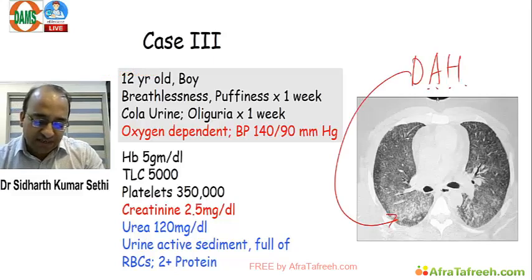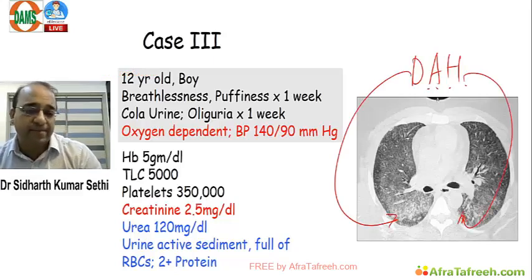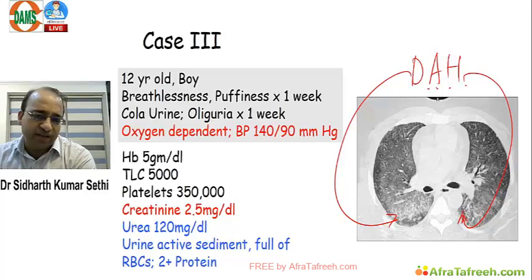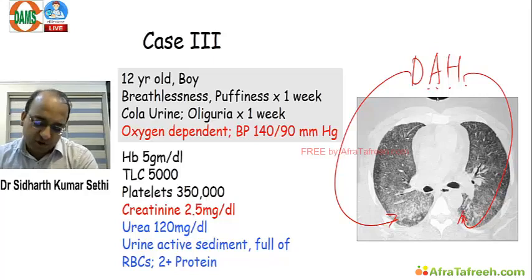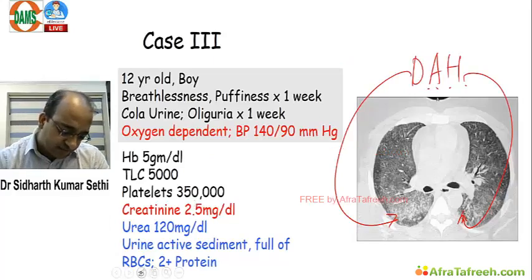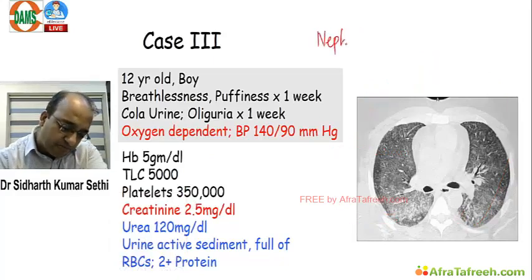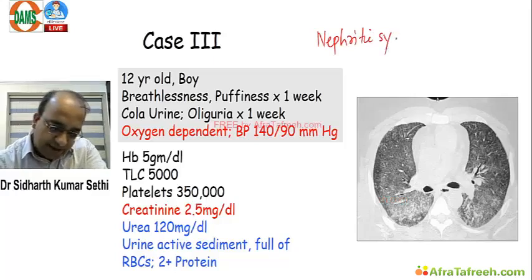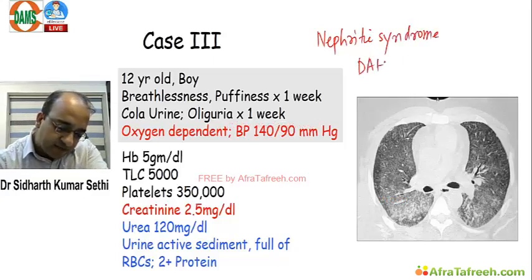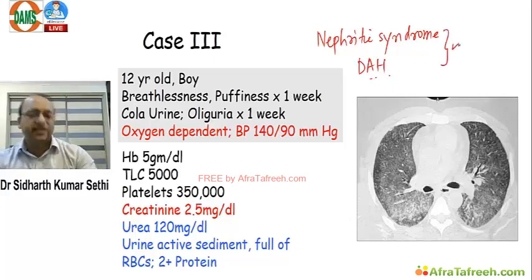This is called diffuse alveolar hemorrhage. Okay, so I got a CT chest to look for diffuse alveolar hemorrhage, and these are real pictures. I have not taken them from Google. These are all my patients. So, here's my diagnosis: a nephritic syndrome, very nicely told by Shubhangi, with diffuse alveolar hemorrhage.